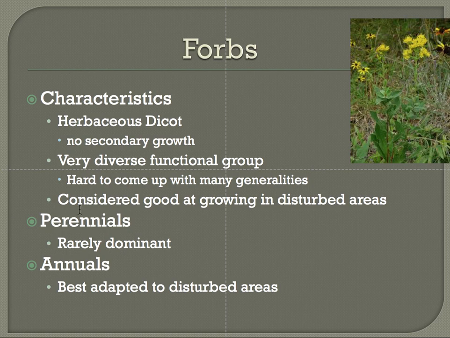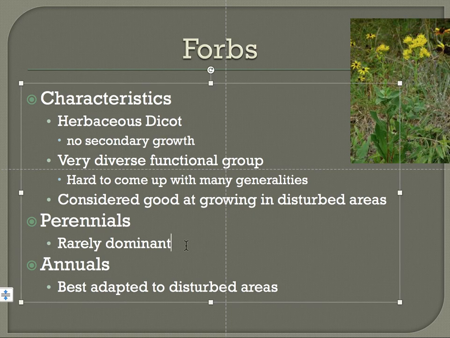Generally, we think of forbs as being good at growing in disturbed areas. So we've got a lot of invasive species or pioneer species that would fall in this category of being a forb. We have perennial forbs and annual forbs. The perennial forbs are rarely dominant. They're important in a lot of systems, but they're rarely the dominant species.